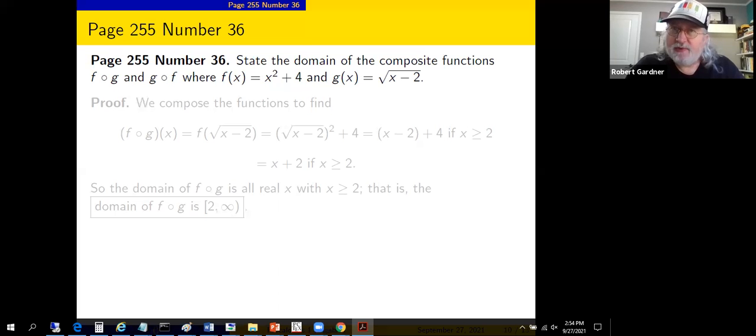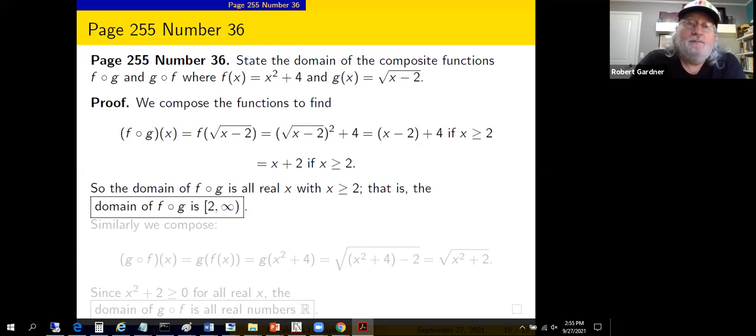Let's do one with square roots, so more stuff can go wrong. Now we've got square roots and negatives. It looks like division's not an issue because there's no division in either of these functions. State the domain of the composite functions, f composed with g and g composed with f, for f of x is x squared plus 4, and g of x is the square root of x minus 2.